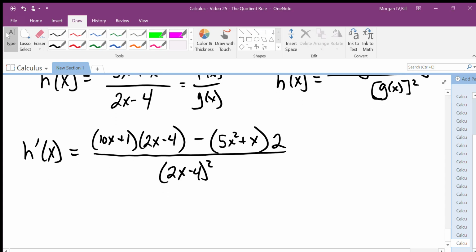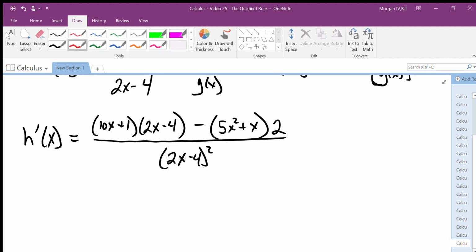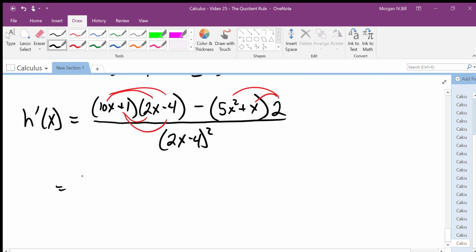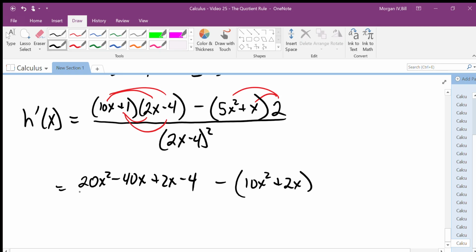Now, that is technically the derivative, but we want to simplify this, so we're going to distribute the 10x times the 2x, the 10x times the negative 4, the 1 times the 2x, the 1 times the negative 4, and then on the right, distribute the 2 into both of those terms. So this is equal to 20x squared minus 40x plus 2x minus 4 minus, parentheses, 10x squared plus 2x, distributing the 2 into those terms, over 2x minus 4, squared.